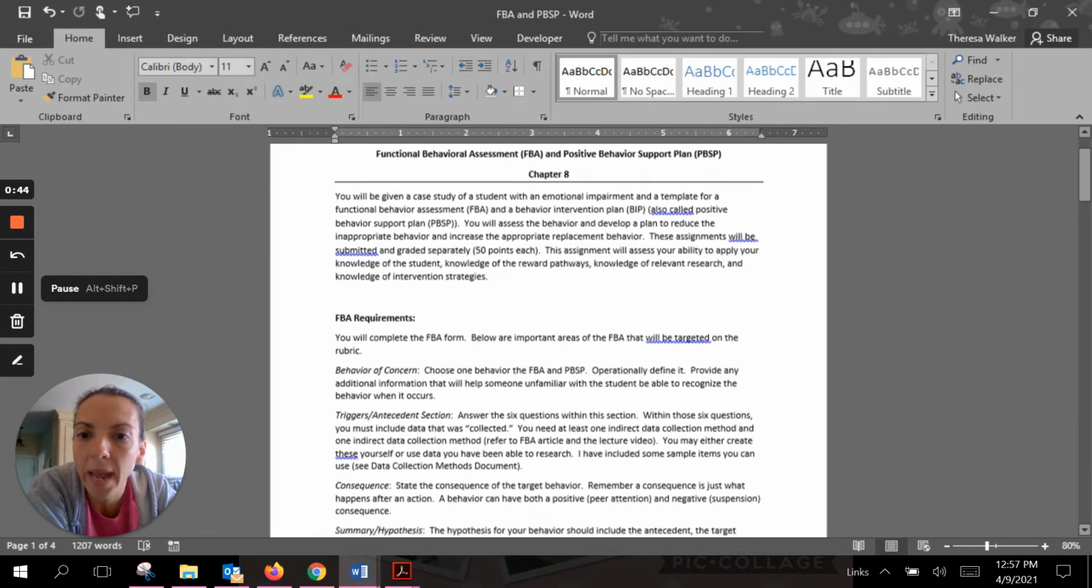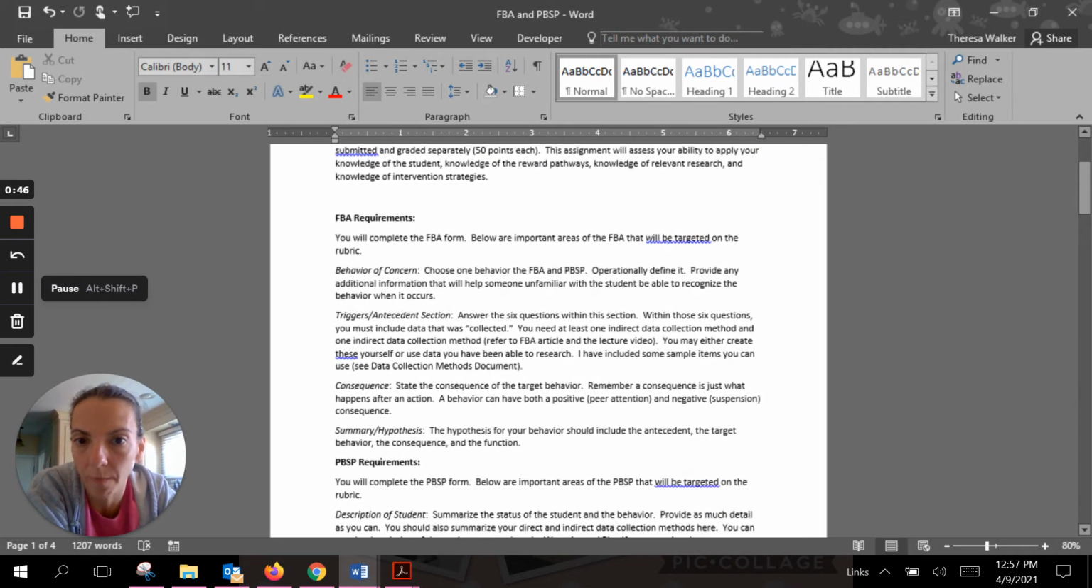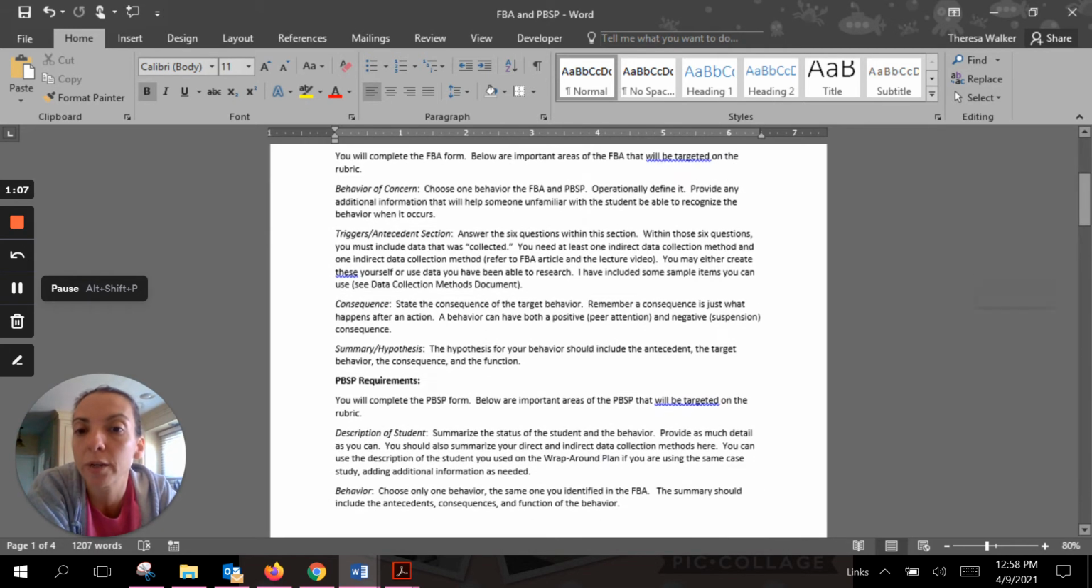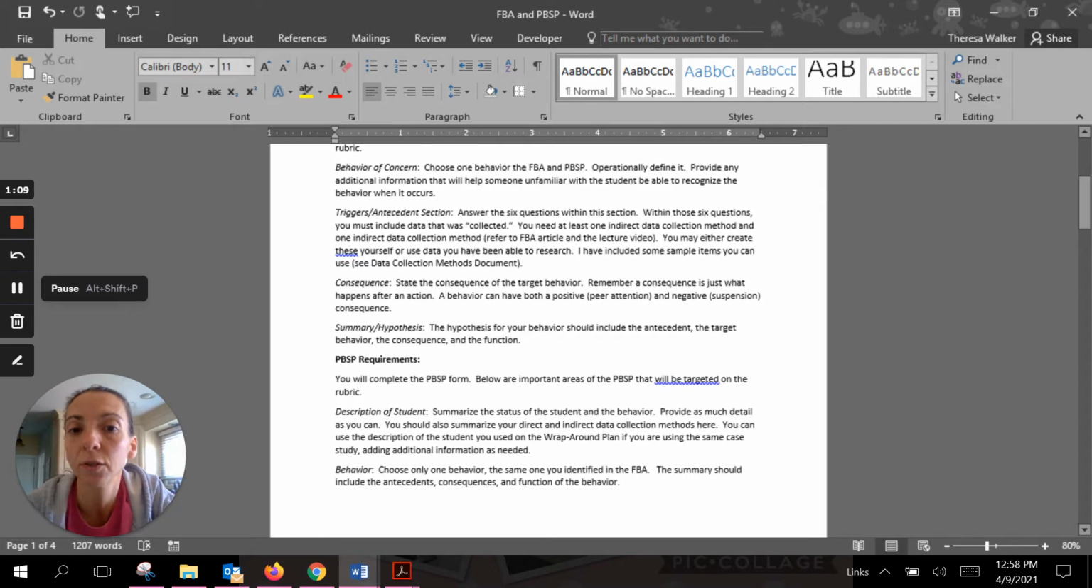So for the FBA, you're going to complete the FBA form. Below are areas of the FBA that are going to be targeted on the rubric. Behavior of concern: you're going to choose one behavior for the FBA and the BIP. You're going to operationally define it. You're going to provide any additional information that will help someone unfamiliar with your student recognize the behavior when it occurs. Triggers and antecedents: you're going to answer the 6 questions that are within that section.